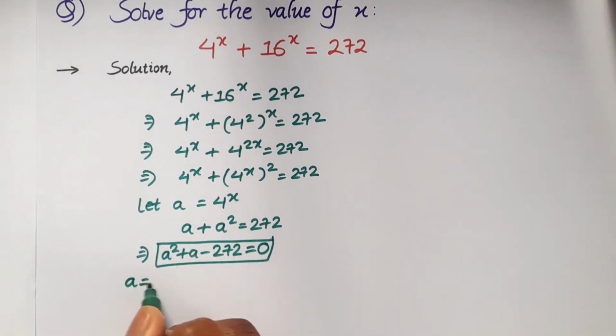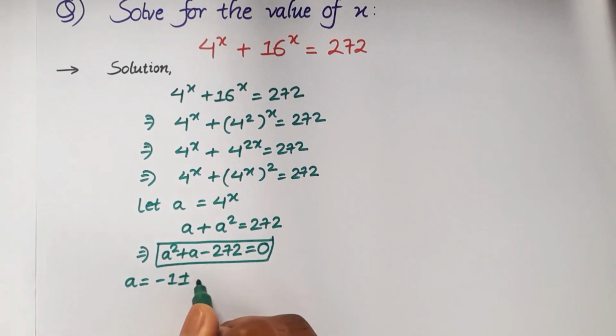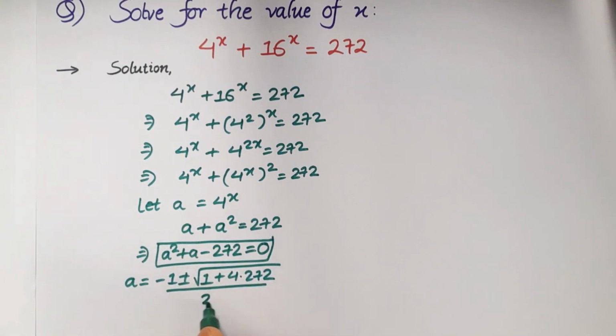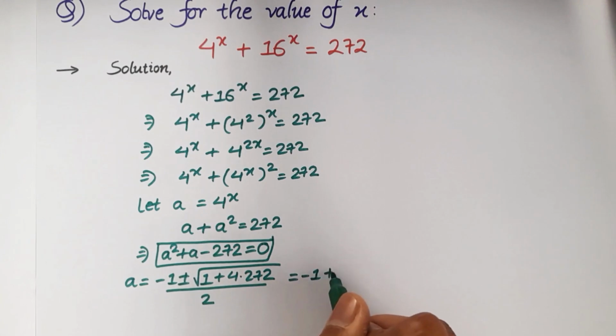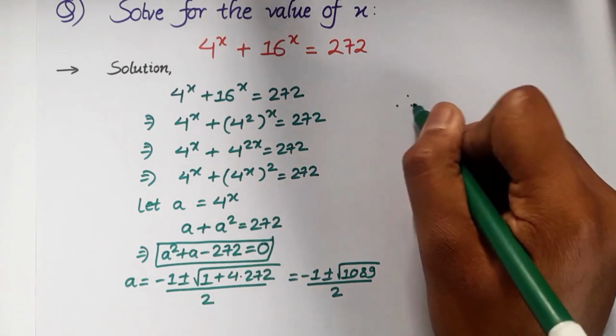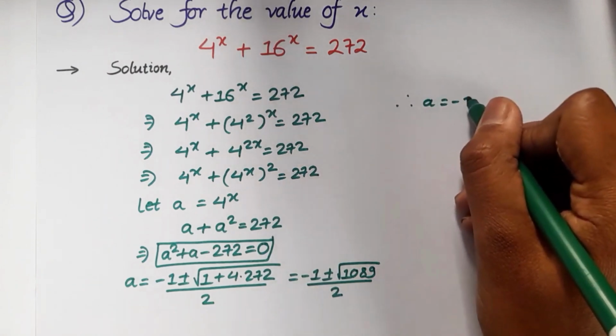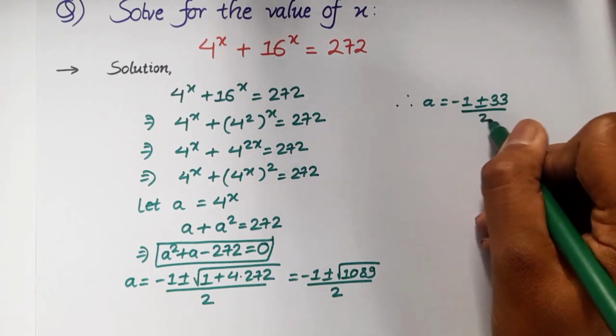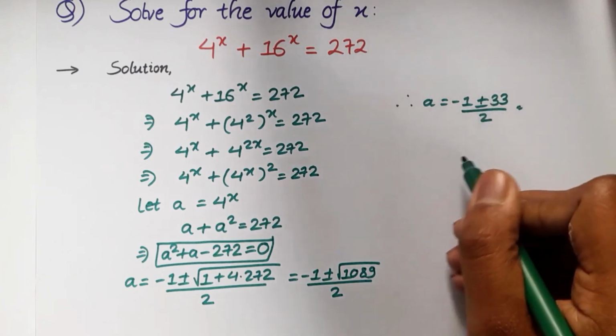a will be equal to minus b plus minus under root b square minus 4ac divided by 2a. So this will give us minus 1 plus minus under root 1089 over 2. That means a is equal to minus 1 plus minus 33 over 2. This gives us two values of a.